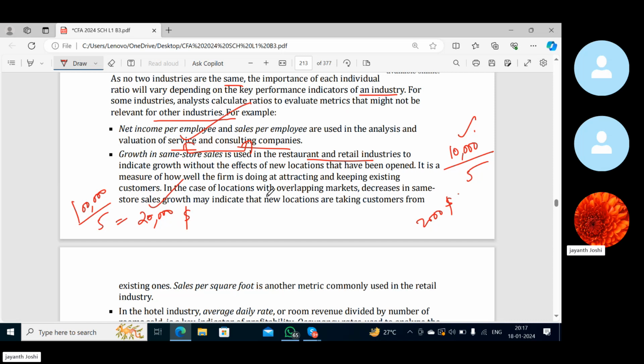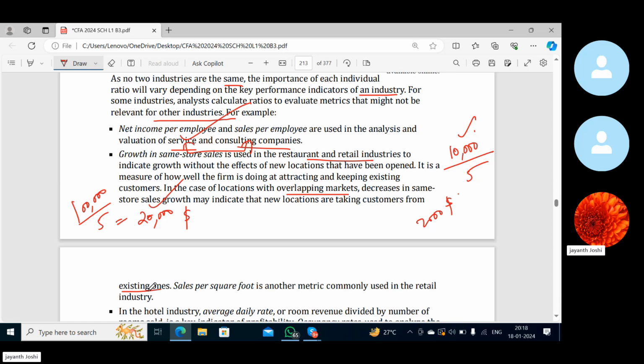In the case of locations with overlapping markets, decreases in same store sales growth may indicate that new locations are taking customers from existing ones. So you don't want to do that. So in case of locations with overlapping markets, like your one store is in one area and another store is in another area, and the areas are very nearby.